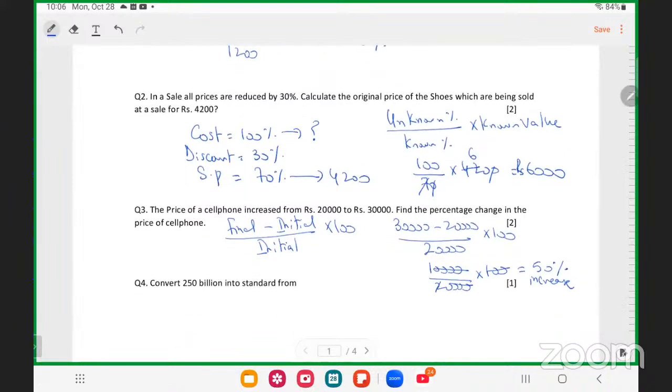Next question is convert 250 billion. Billion has 9 zeros. So if I convert it into standard form, it will become 2.5 into 10 power 11.